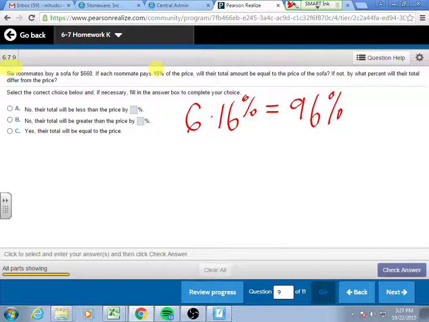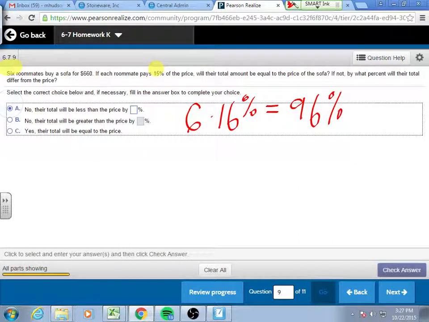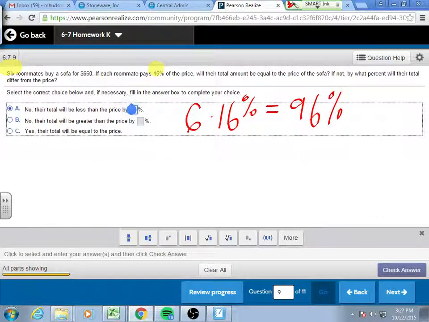So will their total be less or greater? Well, if we got 96%, are they paying more or less than they should? They're paying less, and by how much? 4%, right? Because 100 minus 96 would give me that 4% difference.